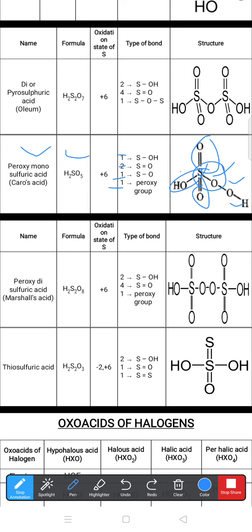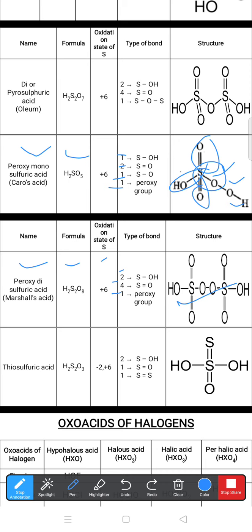Then peroxydisulfuric acid, which means Marshall's acid, H2S2O8. In that, sulfur has the +6 oxidation state. The types of bonds are 2 sulfur-OH, 4 bonds between sulfur and double-bonded oxygen, and one is the peroxy group. And you can see the structure like this.